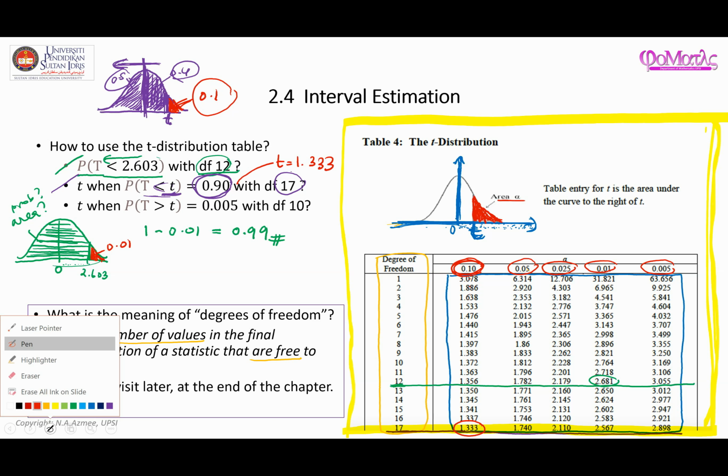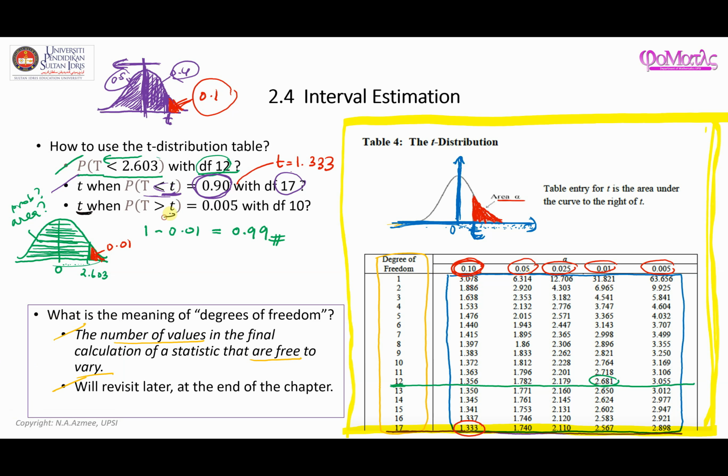All right, next is the last question, which is, what is the value of t when the probability is 0.005 with degrees of freedom 10? So if I sketch the graph here, this is at 0. So it is asking you for greater than some value. So we know that the direction is to the right. And you know that the area is very small, so 0.005. So we know that it is somewhere at the end because the area is very small. So this area is 0.005. So I need to find what is t in that sense.